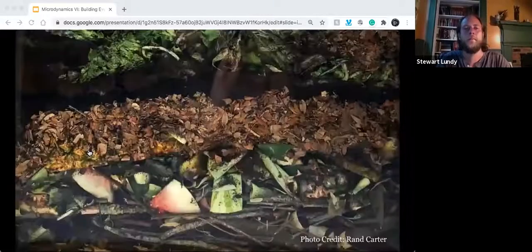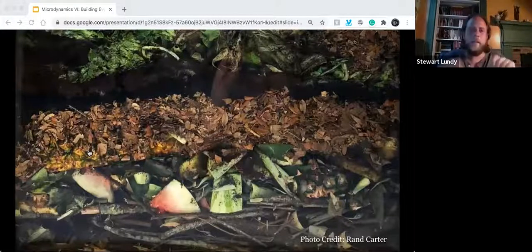This is a picture from a friend, Rand Carter, of one of his compost building setups. And you can see what he's done here. There's produce that's been chopped up. Above that, there are leaves that have been pulverized. In each case, when these things have been chopped up, there's more surface area, which means there are more places for life to thrive.